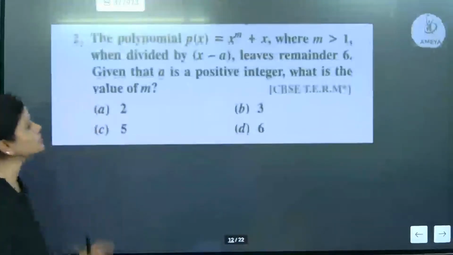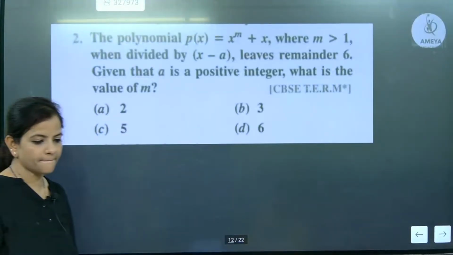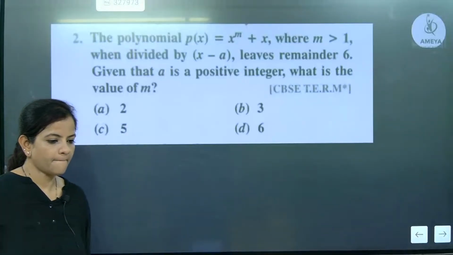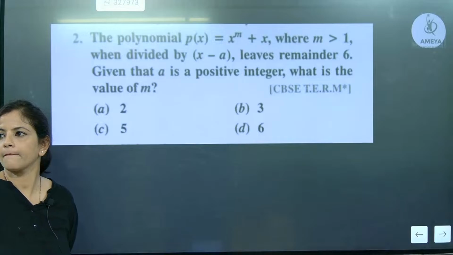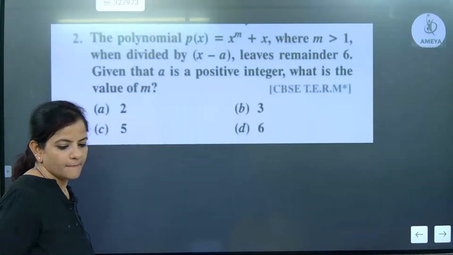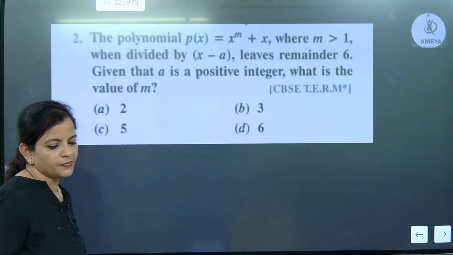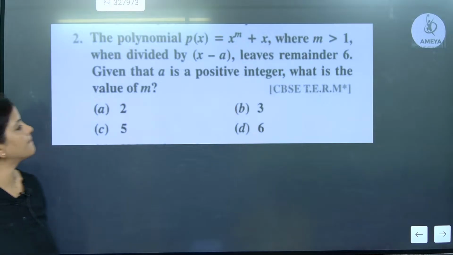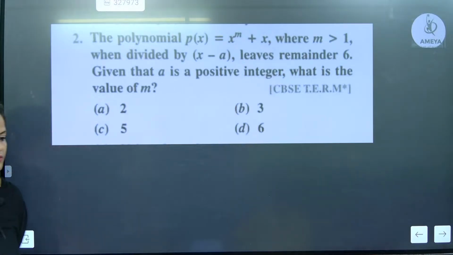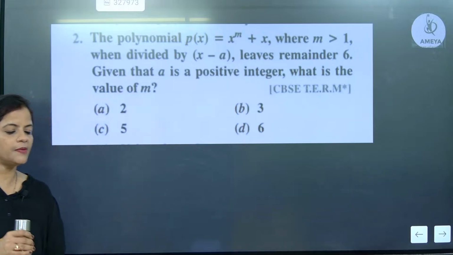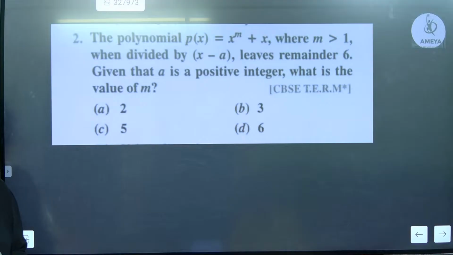Come on, go for this question, please. Try this question, beta. Take your time and do it. This is a CBSE term question. Try this question out.